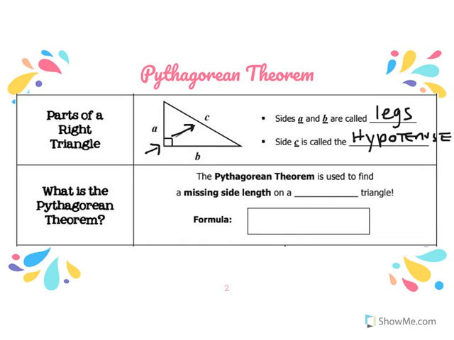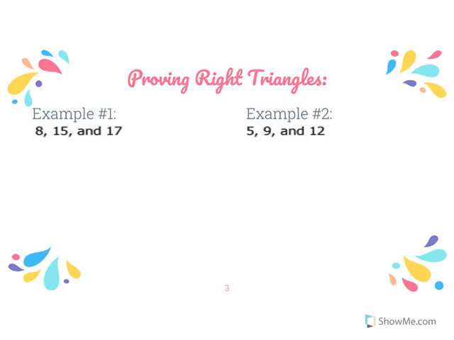The Pythagorean theorem is used to find a missing side length. And again, I said it has to be on a right triangle. And then the formula, you guys probably remember, this is the a squared plus b squared equals c squared. So the legs squared added to each other equals the hypotenuse squared.